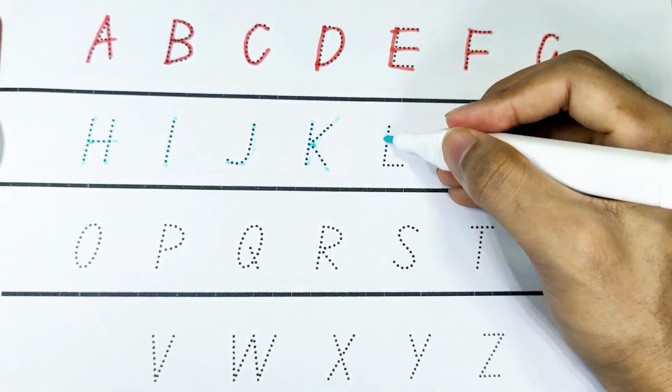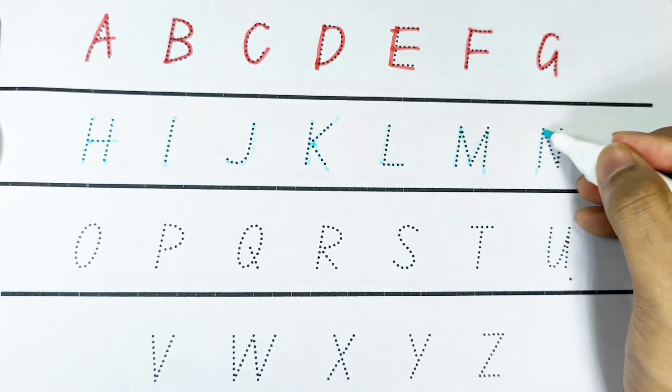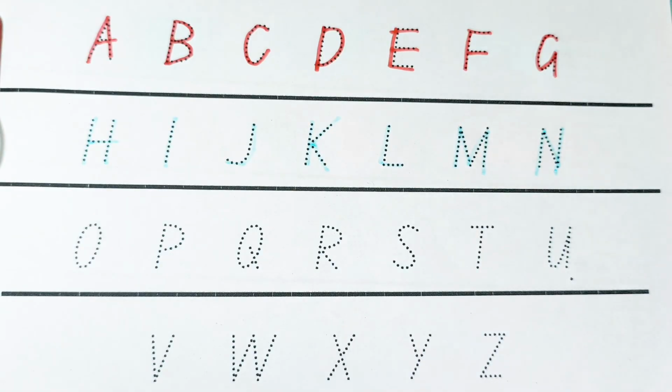K for kite. L for lion, L for lemon. M for moon, M for mango. N for nose, N for nest. Kids, the next one is O.